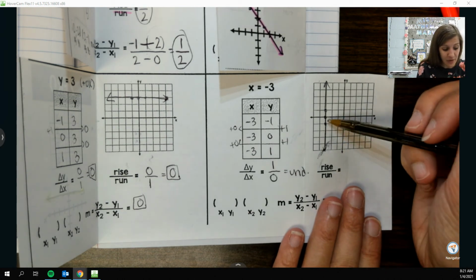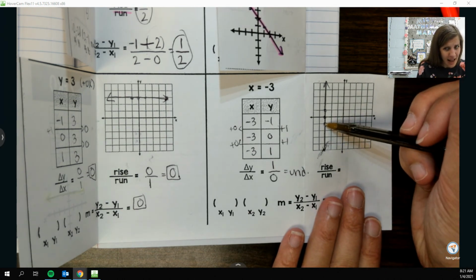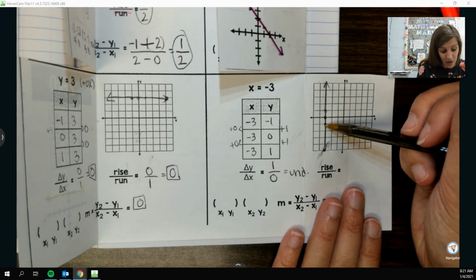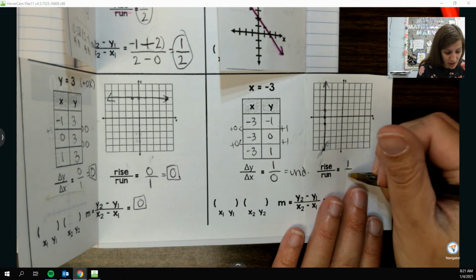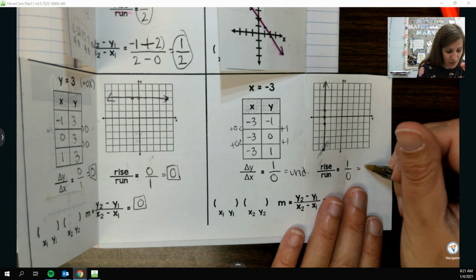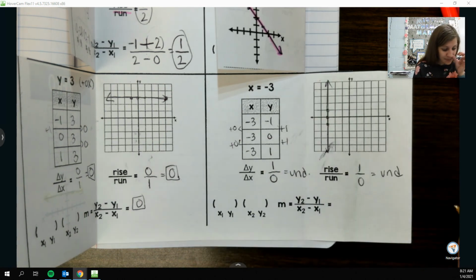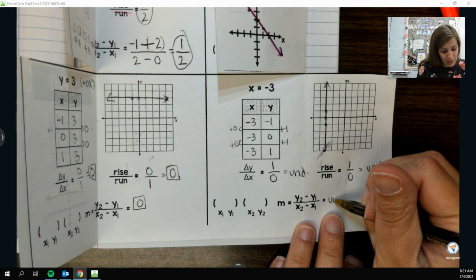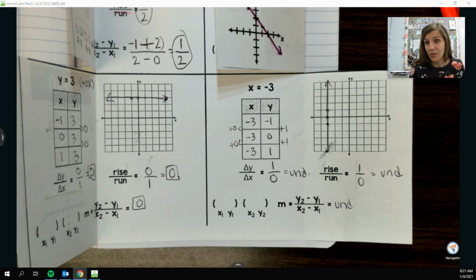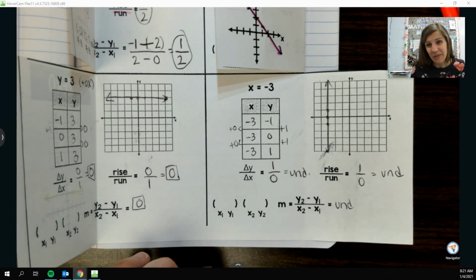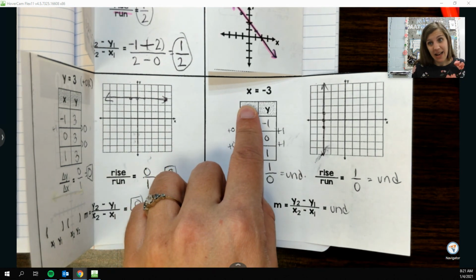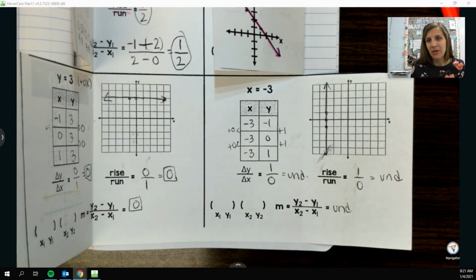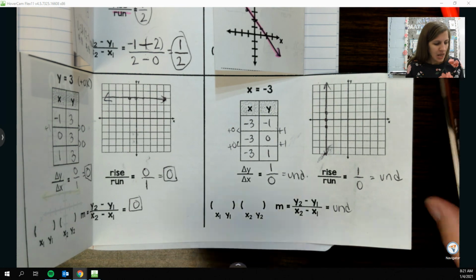Also, when I think about rise over run, I guess if I start at this bottom point, I go up 1, but then I don't go left or right at all. So again, I'm over 0, which is undefined, which means that my slope here will also be undefined when I use my slope formula. And I can tell from my equation, because my equation is strange and only has an x and doesn't have a y. And whenever that happens, you have undefined slope.